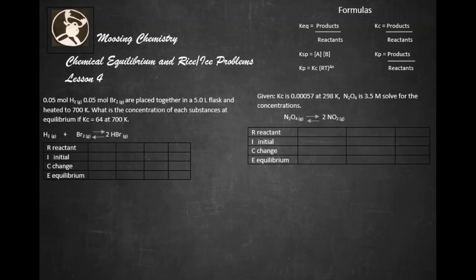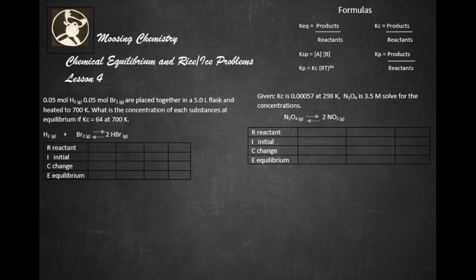This is Chemical Equilibrium RICE/ICE Problems, Lesson number 4. 0.05 mole of H2 and 0.05 mole of Br2 are placed together in a 5-liter flask, heated to 700 Kelvin. What is the concentration of each substance at equilibrium, given Kc equals 64 at 700 Kelvin?